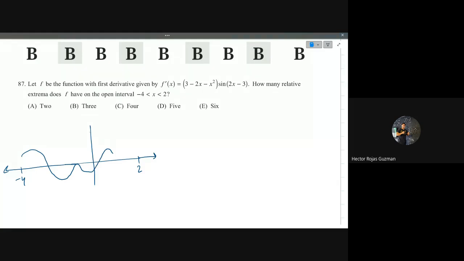So in this random graph that I created, completely random, I would have a relative maximum here. This one is a critical point, but it's not a max or a min. This would be a relative minimum. And then this would be neither. So in this case, it would be 2 in my random example, right? But that doesn't mean the answer is 2. So you're going to have to graph it yourselves.